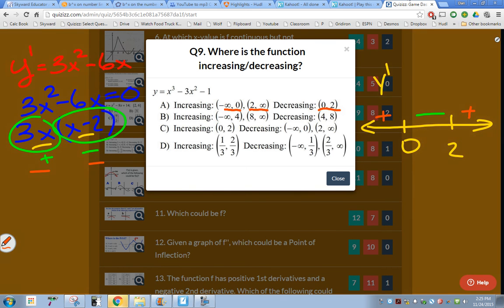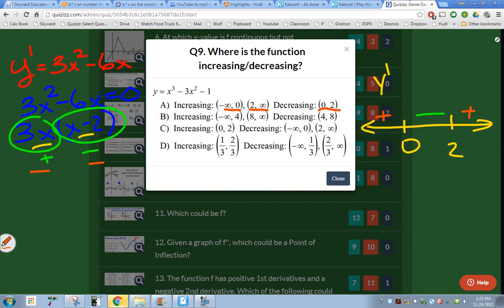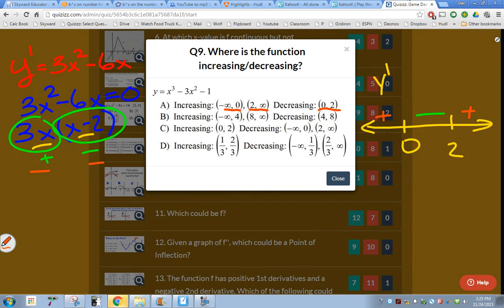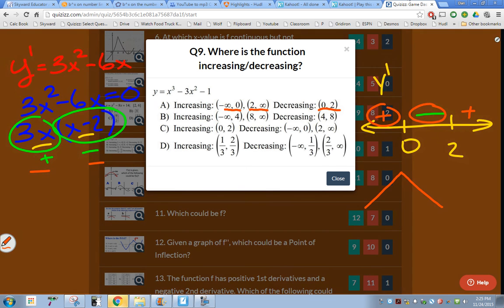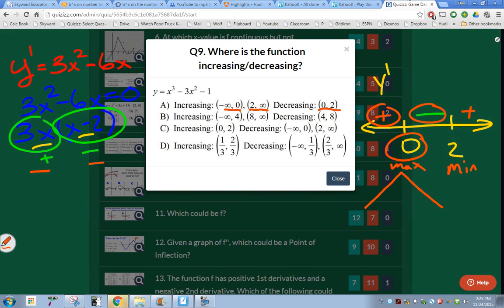If this question was, where is the maximum on this graph? What would have to happen with the derivative in order for it to be a maximum? It would change signs from positive to negative, because you want to go from going up to going down, so 0 is a maximum. What does that mean about 2, do you think? It's a min, because it's changing from negative to positive. That's a minimum.